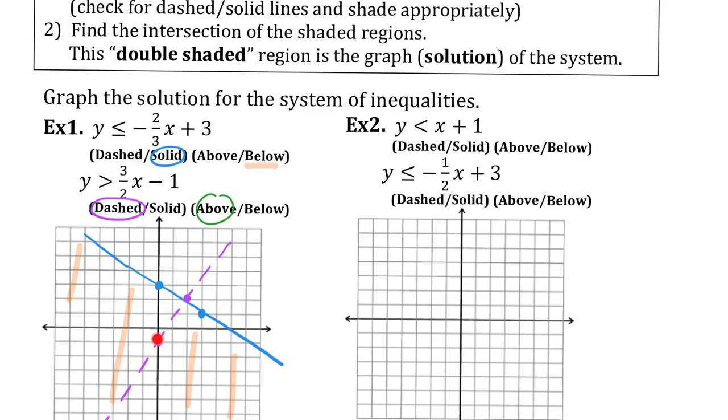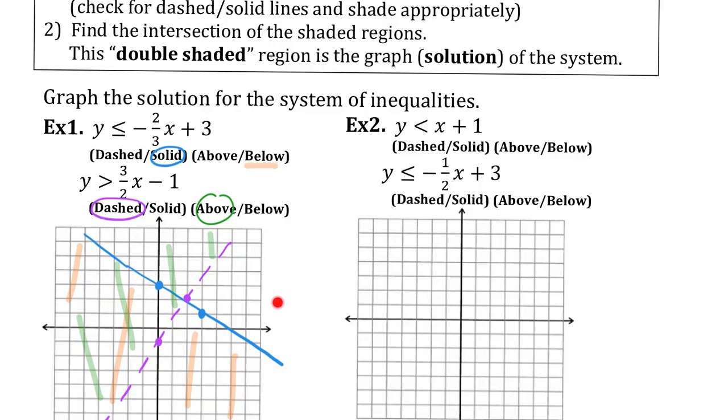If you have trouble telling which way, if this is the line, above is up, so I'm going to shade up here. Now I'm going to do a light little shade here, and I'm going to stare at it. You can see that these two lines have split this into 1, 2, 3, 4 areas. I'm looking for the area where it was shaded twice. That's actually the solution region.